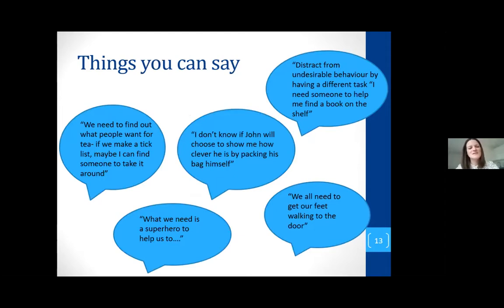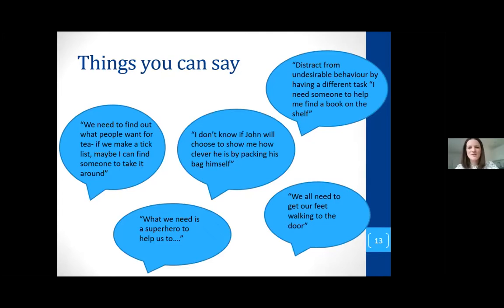You might say, oh, we need to find out what people want for tea. So I made a tick list. Maybe I can find somebody to take it around. And they're more likely to volunteer for those things. Or we all need to get our feet walking to the door and into the car, that kind of thing. So instead of get in the car now and you get no, it's less directive, I guess.